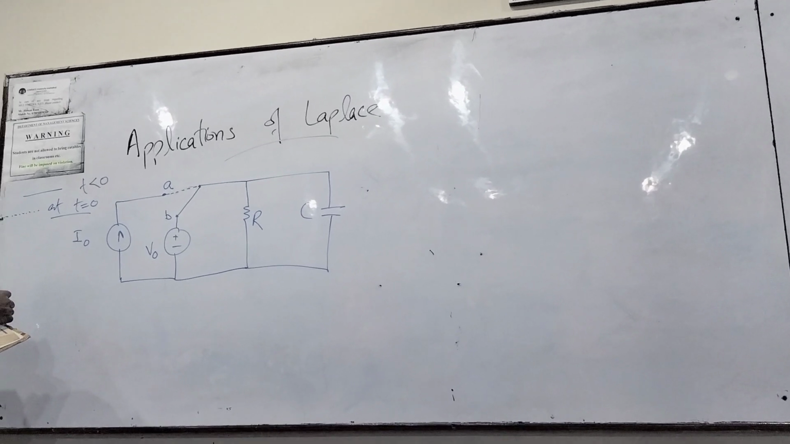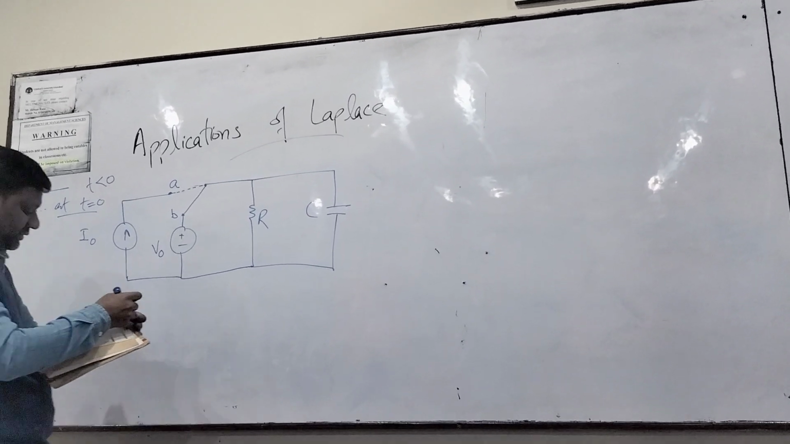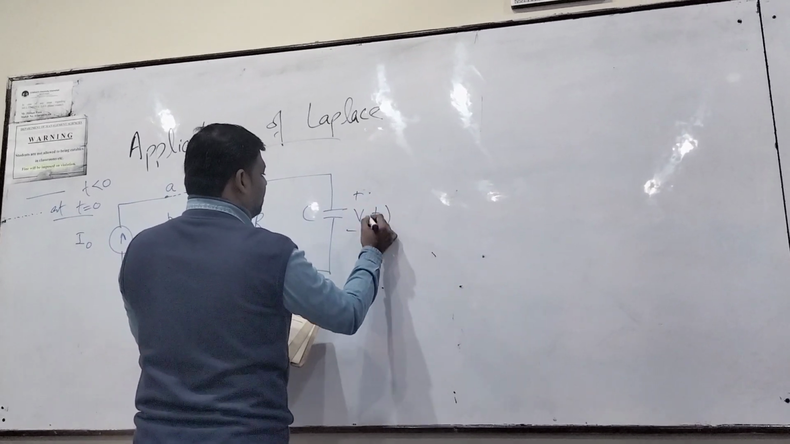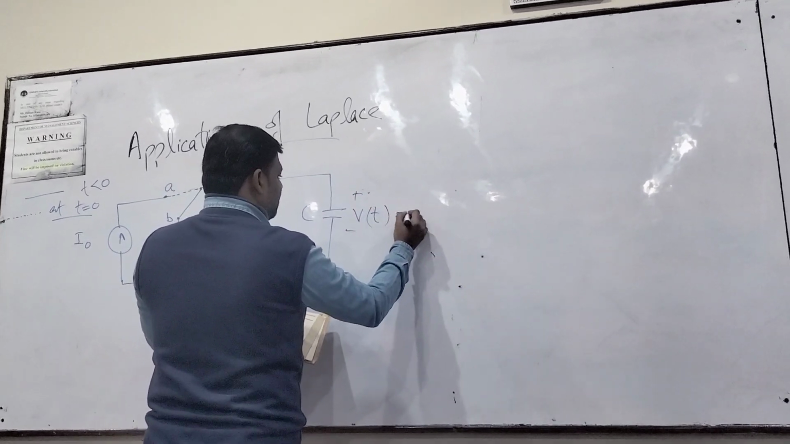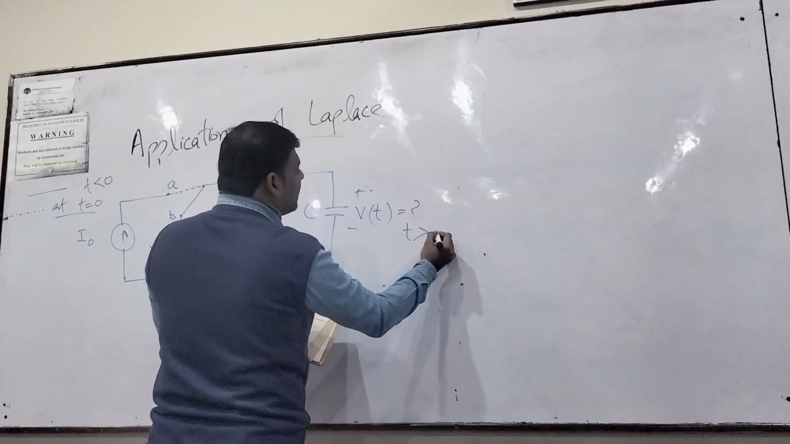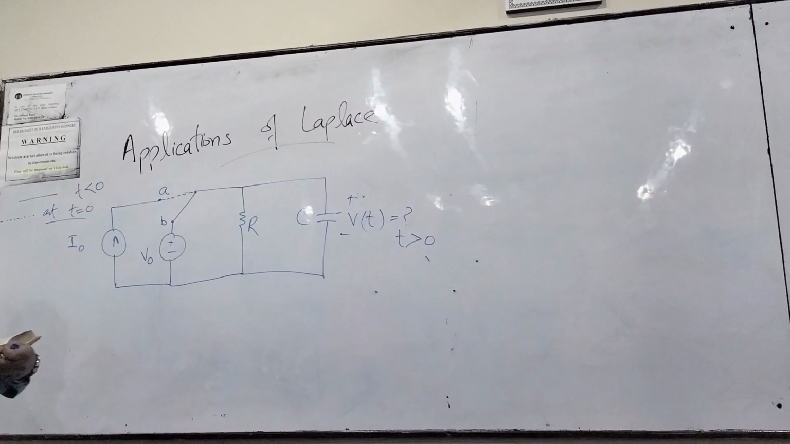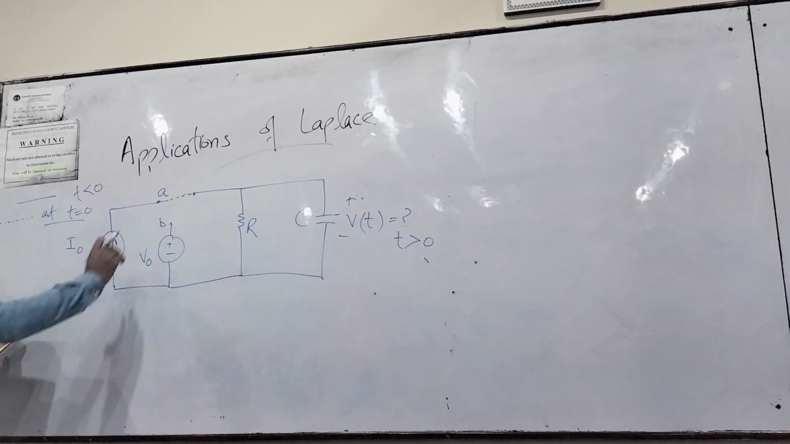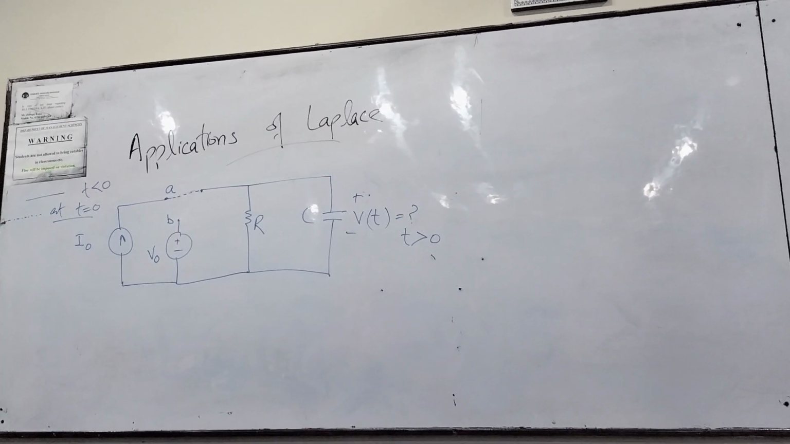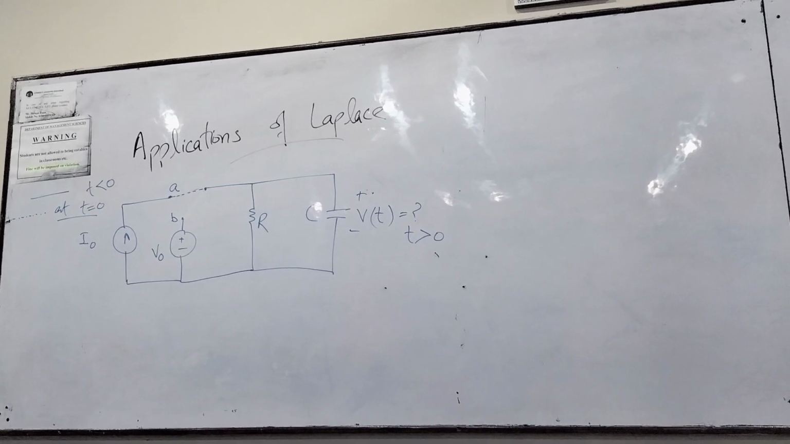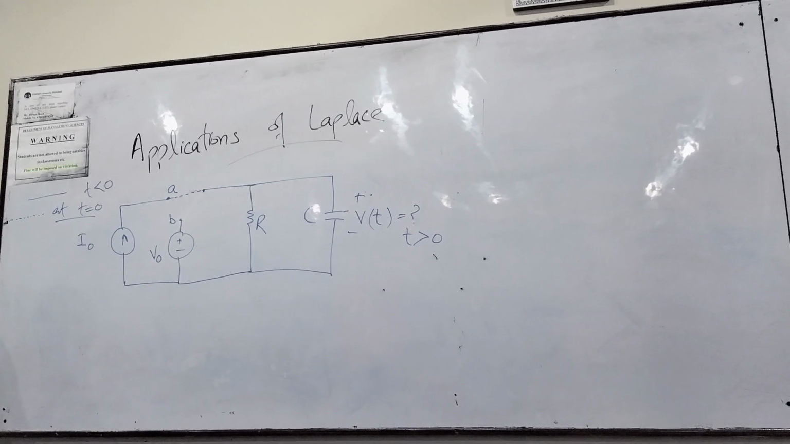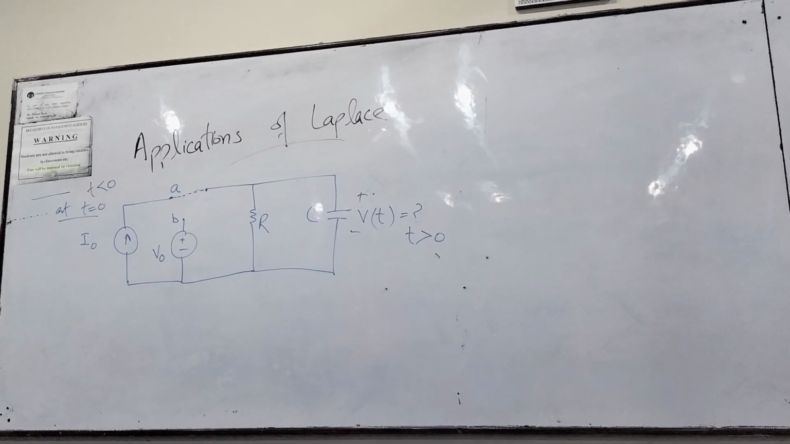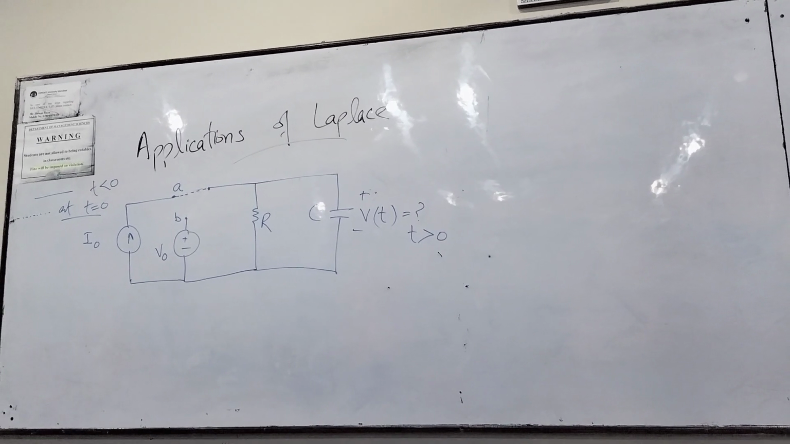Determine v of t for t greater than 0. v of t is the voltage across the capacitor. t greater than 0 means when the RC circuit is connected with the current source. Okay? Do you understand the question? Yes. Abdullah, you sure?